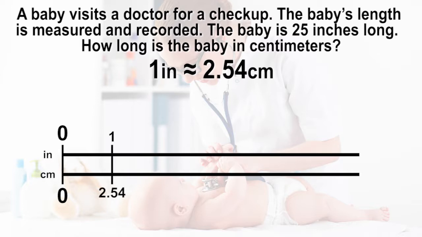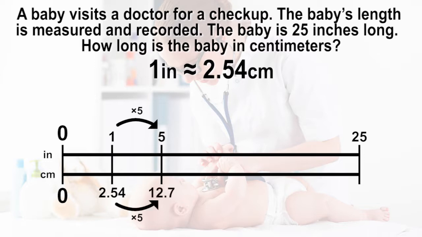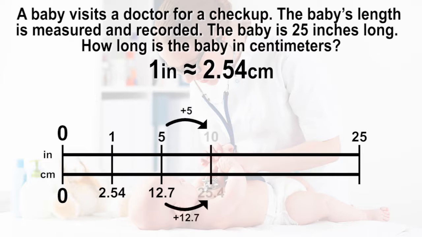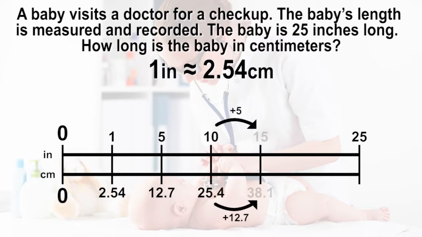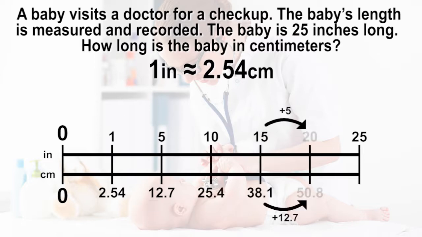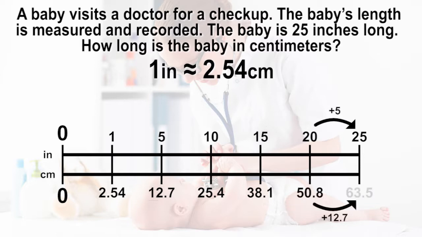If 1 inch equals 2 54/100 centimeters, then how many centimeters is 25 inches? 5 inches would be 5 times as many, so it is also 5 times as many centimeters, which is 12 7/10 centimeters. We increase by sets of 5 inches and sets of 12 7/10 centimeters until we come to 25 inches. 25 inches would be 63 5/10 centimeters.